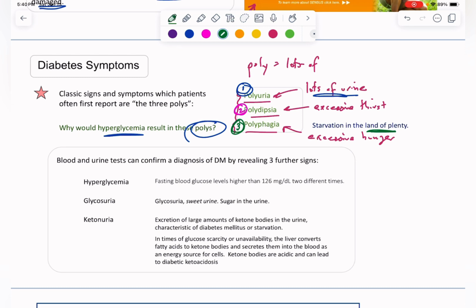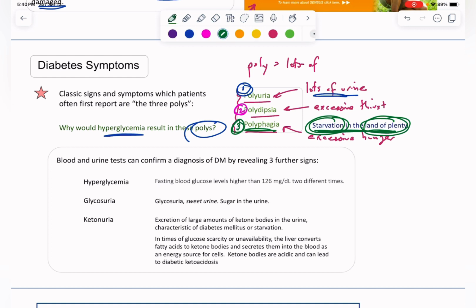And so you're hungry because the cells need energy. Your cells are essentially starving. And together that's called starvation in the land of plenty. There's lots of sugar in the blood, but the cells are unable to use it. The cells are actually starving, and that stimulates your hunger response.